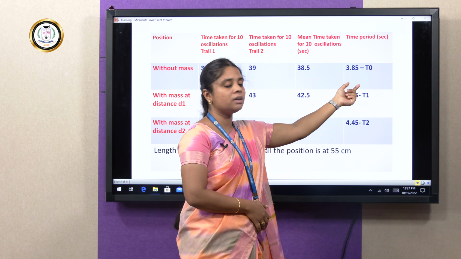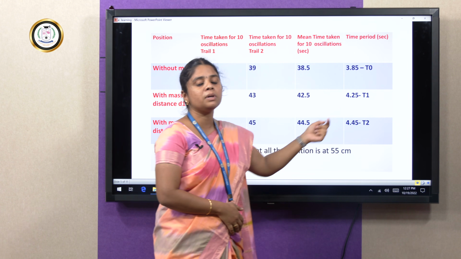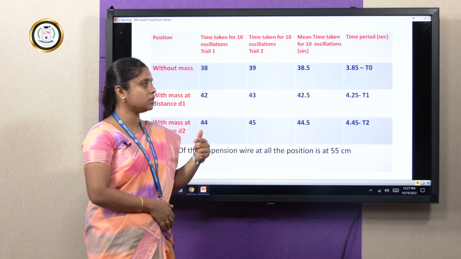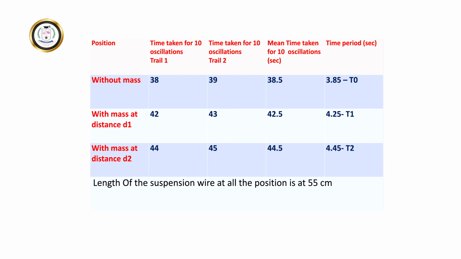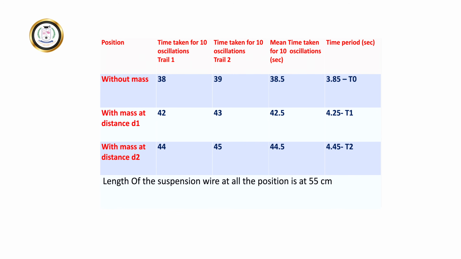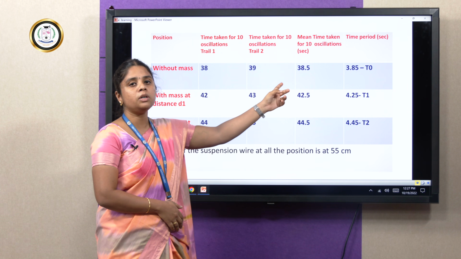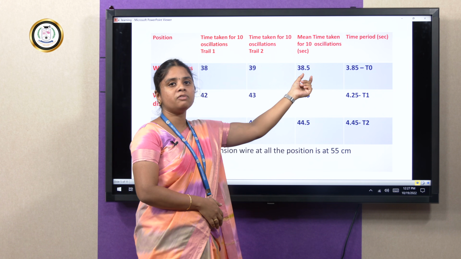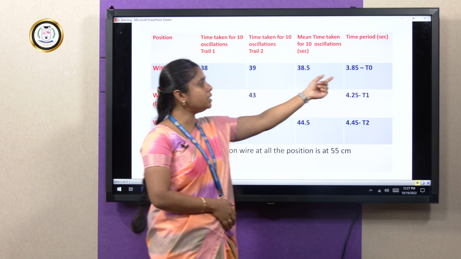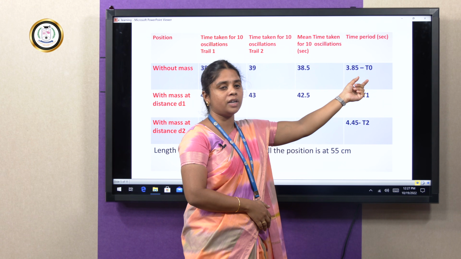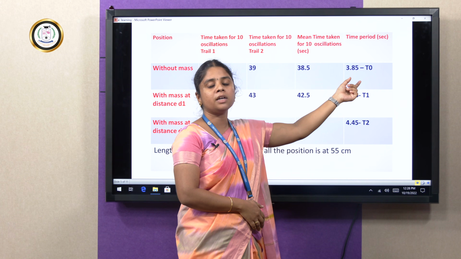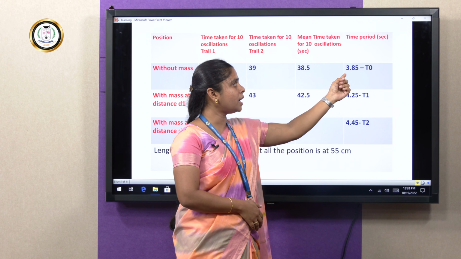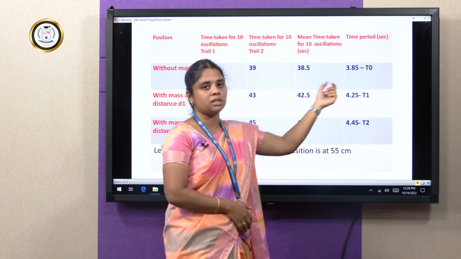Coming to the time period, here we are calculating the time required to complete one torsional oscillation, whereas here we have calculated the mean for 10 successive torsional oscillations. So in order to obtain one torsional oscillation, divide this mean value by 10. The resultant answer is 3.85, which means the time period taken to complete one torsional oscillation. So the time taken is 3.85 seconds.